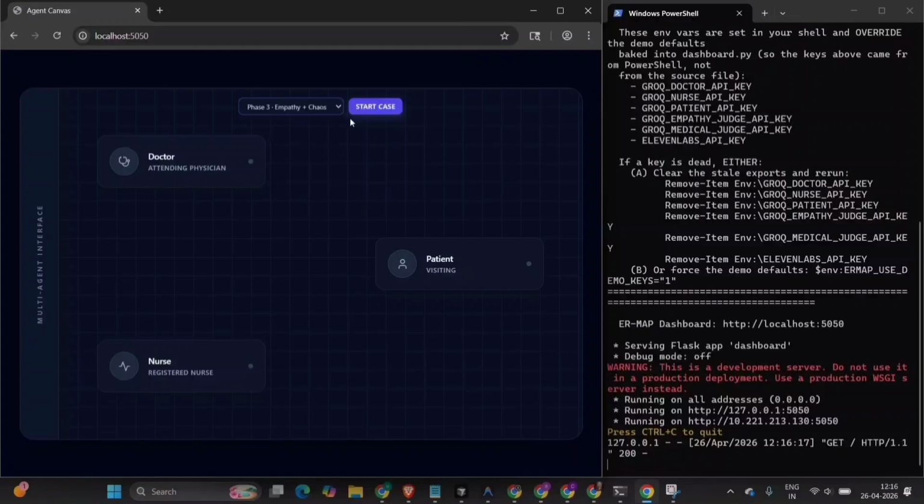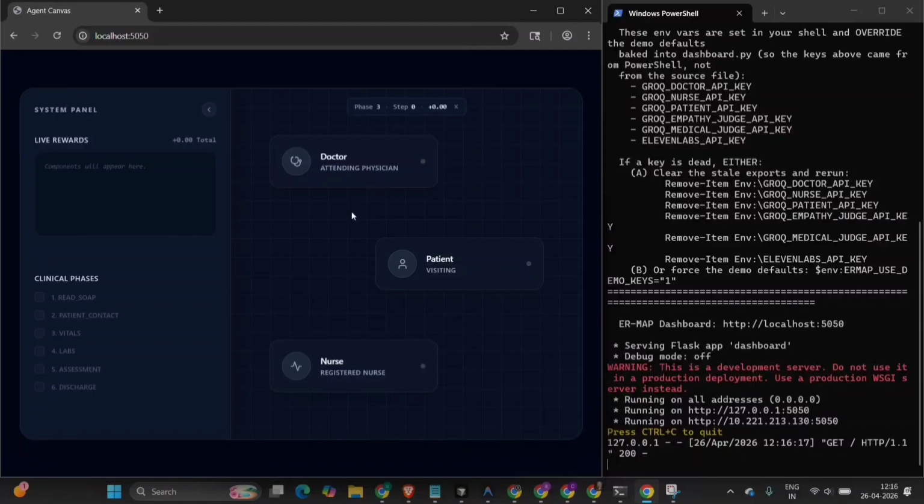Phase 1 is the basic tool learning phase. Second phase builds the reasoning, medical reasoning for the doctor. The third phase is random domain randomization, where behavioral chaos is introduced. So when I start this, you can see that here a patient will be introduced.